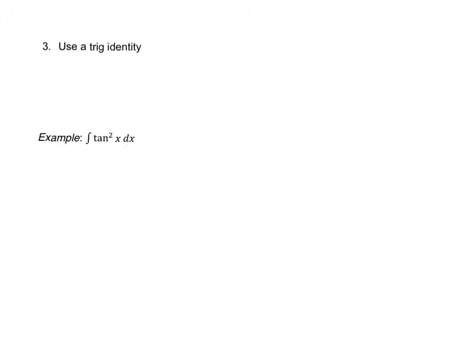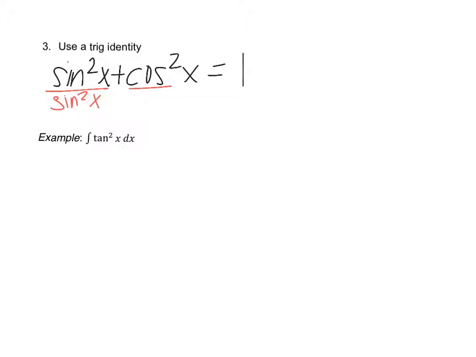Technique 3 involves using a trig identity. There are 3 trig identities you have to know or could be asked to use, but only one that you have to know cold. That one is that sine squared x plus cosine squared x is equal to 1. If you know that one, you can get all the other ones because the other two come from dividing this one by either sine squared or by cosine squared. But you have to divide by the same thing, obviously.